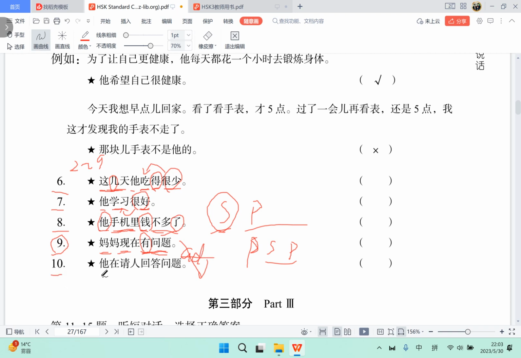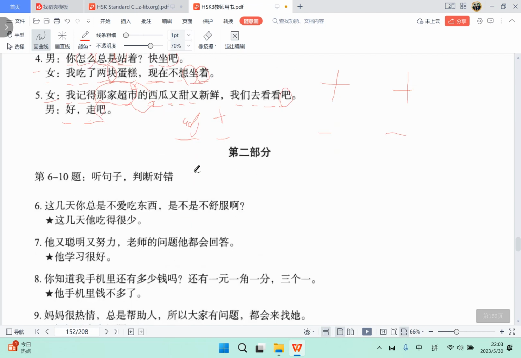Okay, number 10, 他在请人回答问题. 在 means he's actually doing it, so he's inviting someone. 人 we don't know who he is, but maybe other people. 回答 to reply, 问题 the question. He's inviting the people to answer the question. We can also translate 请 here as he's asking someone to reply to the question. Both are okay. Okay, let's check the script of the audio.